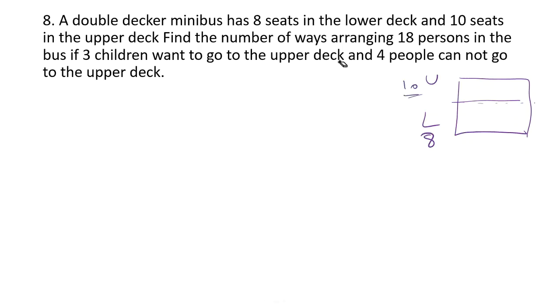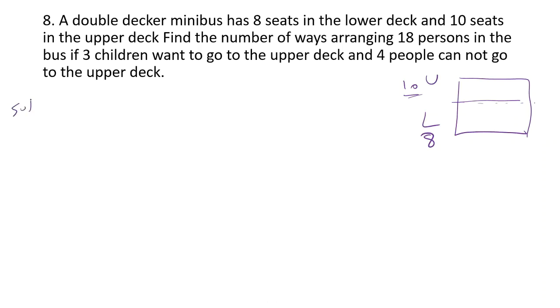Now there are 18 people waiting to board the bus. In those 18 people, there are 3 children who want to sit in the upper deck. And there are 4 elderly persons, they cannot climb to the upper deck. Now find the number of ways of arranging these 18 people in the bus. So read the question carefully and then you can solve the problem.